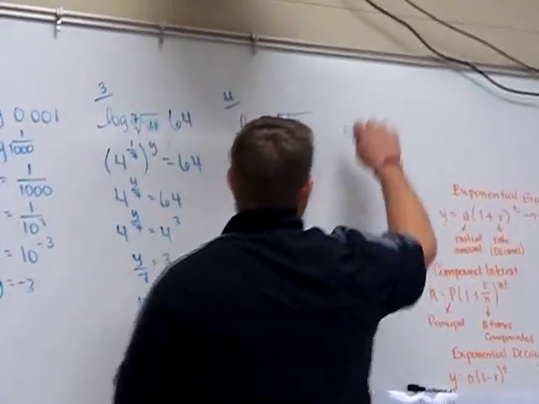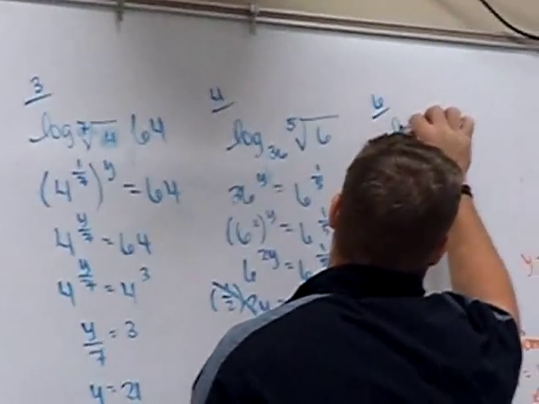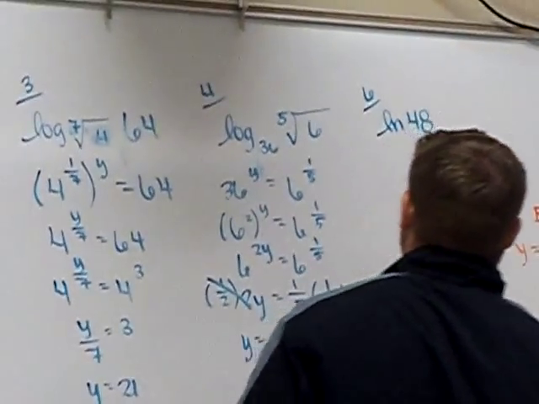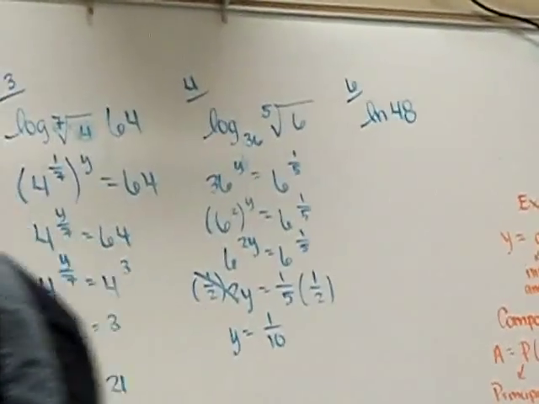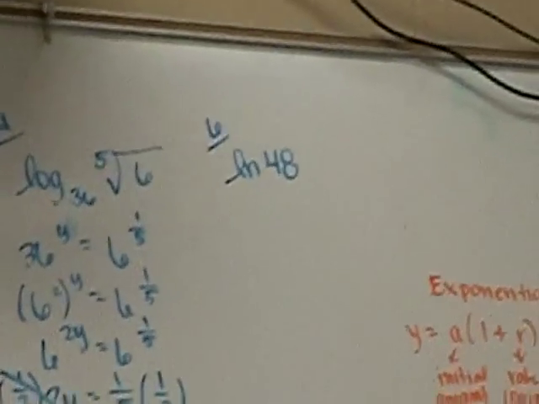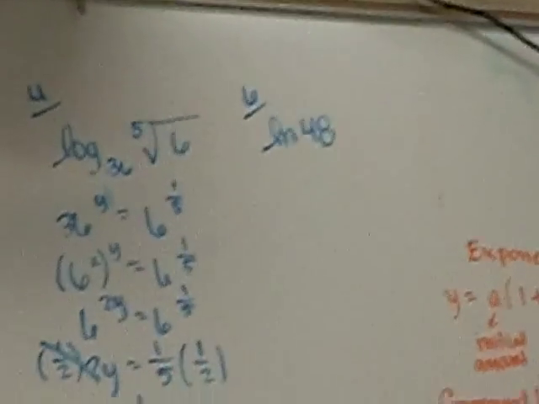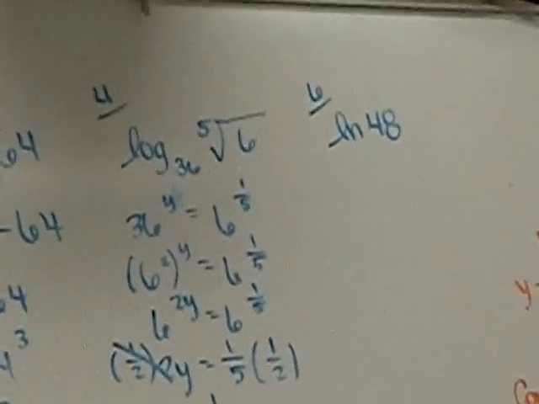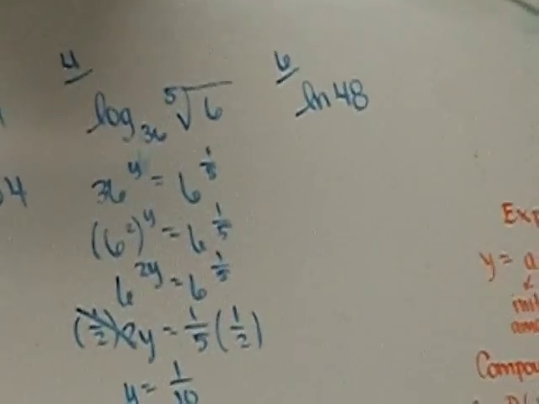Number 6. Natural log 48. Alright. I'm putting this in terms of natural log 3, natural log 4. Now I understand that we did not do one like this on review. However, this was the first thing we did in the homework. Think back all the way to the very first homework, this was the first thing we did. Can you remember that? This was the first thing we did in the notes as well.